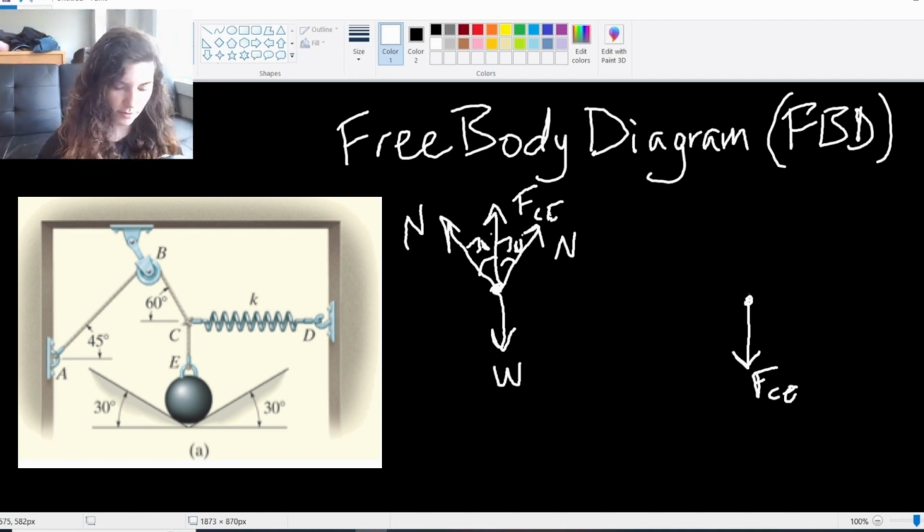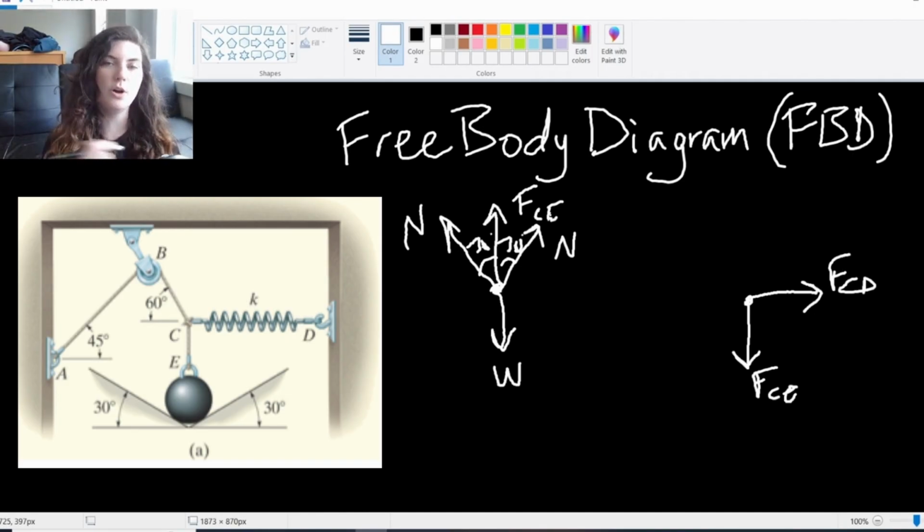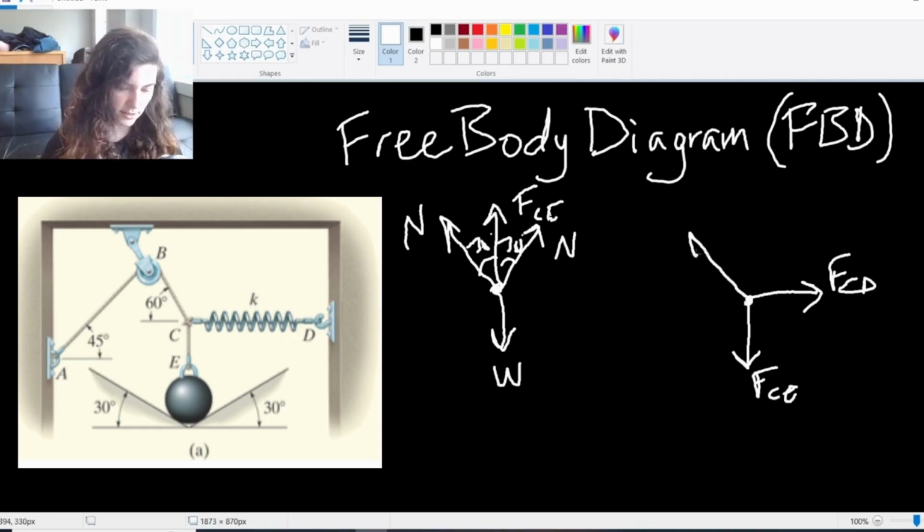And then we also have, to the right here, the force from the spring. I'm going to call it force CD, just because it points from C to D. But it's the force going through that spring that's holding up this system here. And then at this 60-degree angle, we have force from B to C. I'm going to call it force BC. So this is the free body diagram at point C.